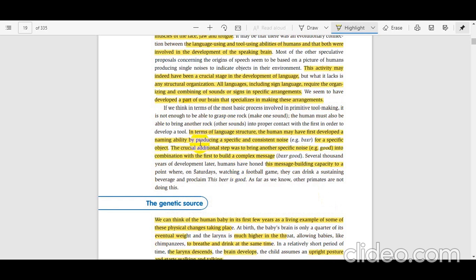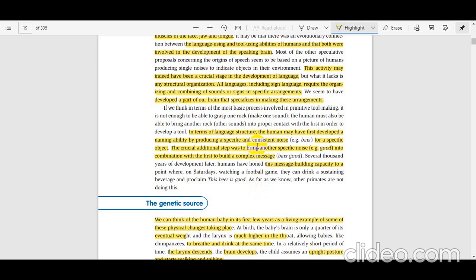In addition, in terms of language structure, the human may have first developed a naming ability. This is a direct connection with the divine source that we talked about in the previous video. And the naming ability by producing a specific and consistent noise. The book proceeds to bring some examples. These examples are found here in the last lines of this paragraph.